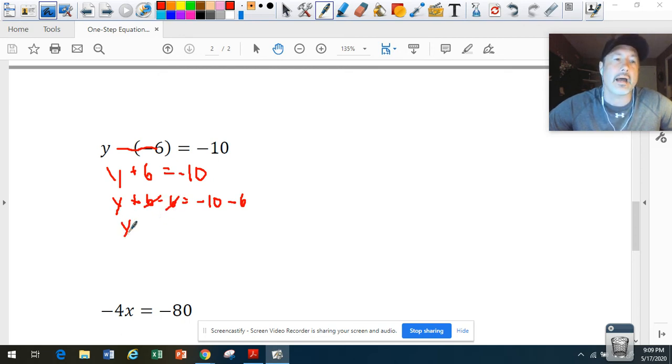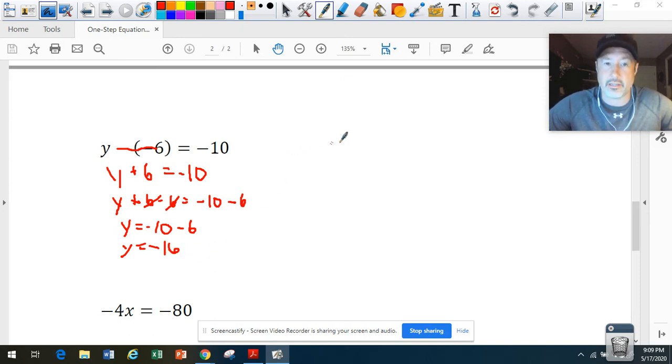We get y equals negative 10 minus 6. Negative 10 minus 6 is negative 16. So y equals negative 16. You should have got that as your answer.